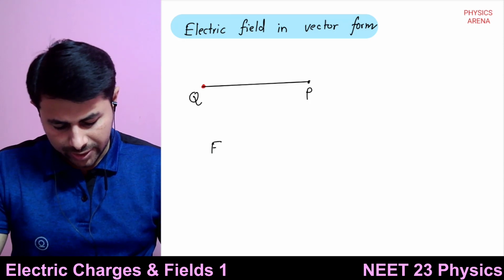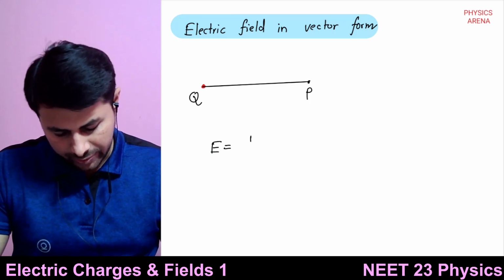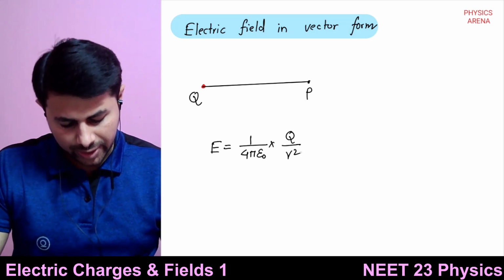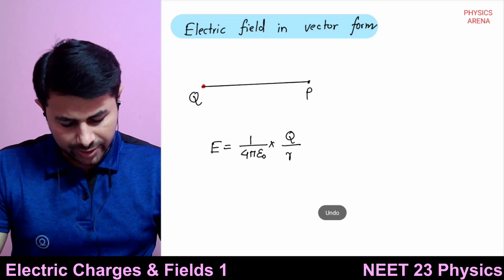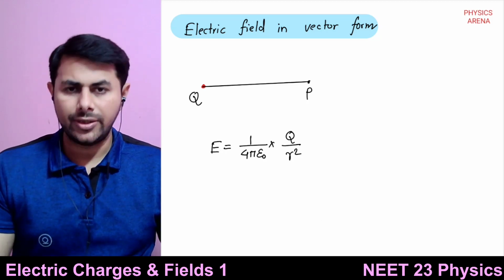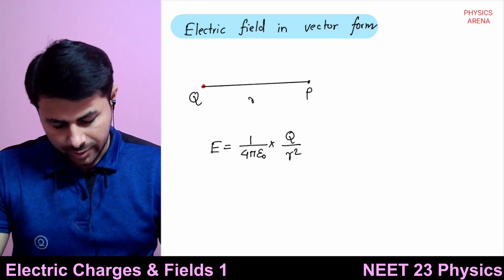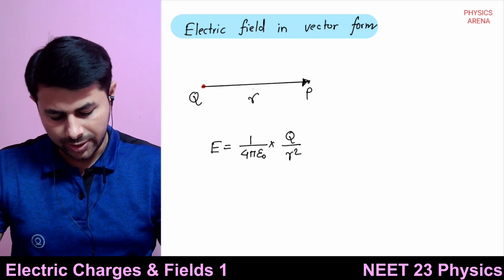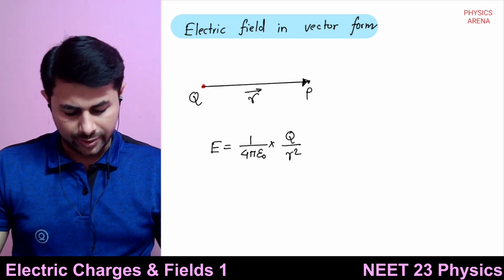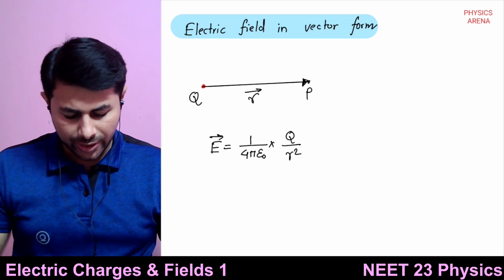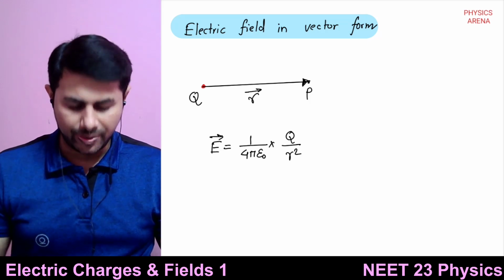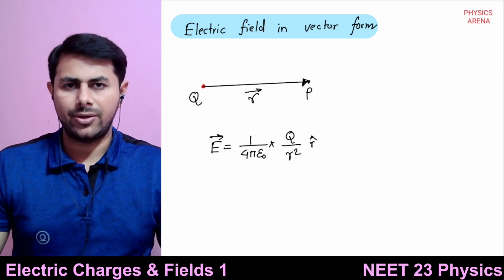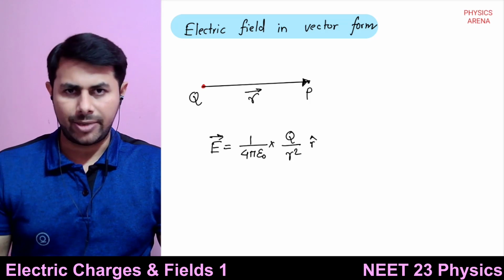So the electric field of this charge is E equal to 1 upon 4 pi epsilon naught multiplied by Q upon R square, right? This is the magnitude only. We want direction. So suppose this is vector R bar. The formula for electric field in vector form will be 1 upon 4 pi epsilon naught Q upon R square, this is the magnitude, multiplied by R cap, a unit vector in the direction of R bar.